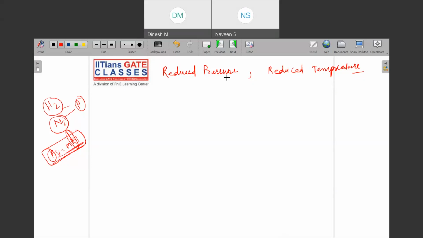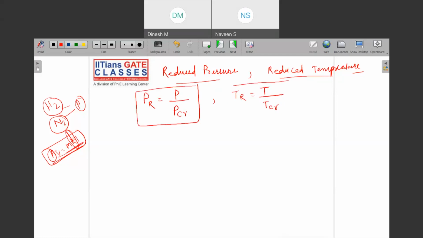Then it says that all the molecules will behave the same when you are working at reduced pressure and reduced temperature. What is reduced pressure? Reduced pressure PR is P upon P critical. Similarly, what is T reduced? Reduced temperature is whatever temperature you are willing to work at, divided by T critical. So P reduced is P upon P critical, and T reduced is T upon T critical. Okay.